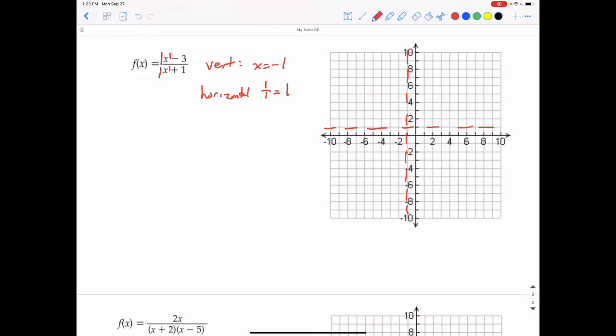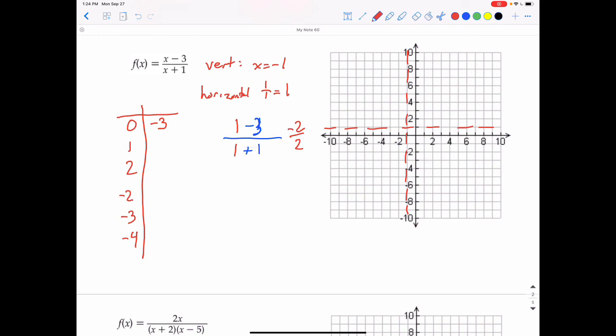And then we'll pick some points that are close to the vertical asymptote. So on the right side, that could be 0, 1, and 2. And on the left side, that could be -2, -3, and -4. So again, when we plug these into the original function, I would have 0 minus 3 over 0 plus 1. So when x equals 0, then that means y would equal -3. And then do that again for 1. So that would be 1 minus 3 over 1 plus 1. So that would be -2 over 2, which equals -1. And then the rest of the chart looks like this.